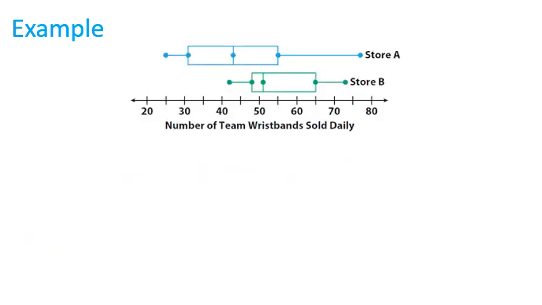Okay, this next example, we're comparing store A and store B. We're looking at the number of team wristbands sold daily. So first I'm going to look at the median. So store B has a higher median of sales. However, store A has a higher maximum value of sales. So that means on one day they've sold the most.